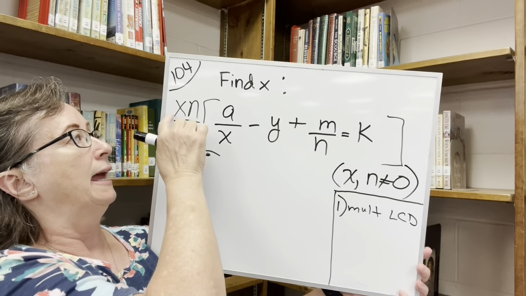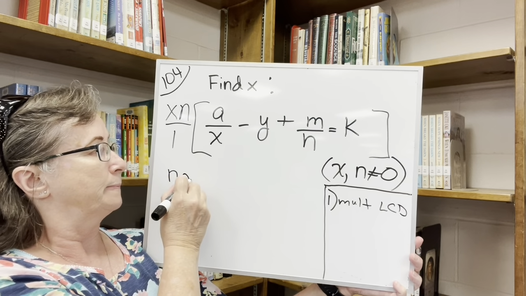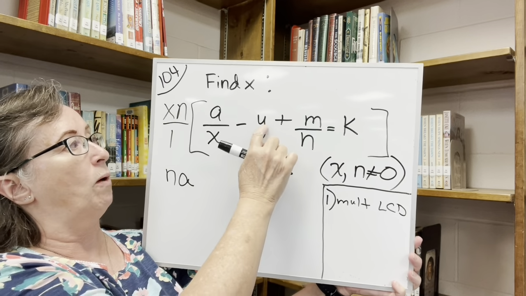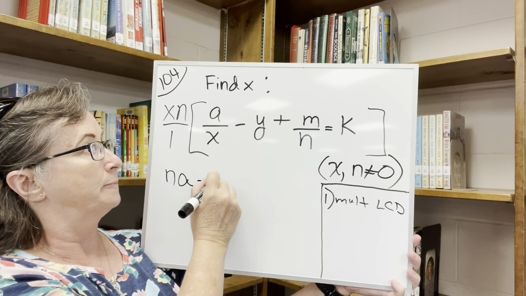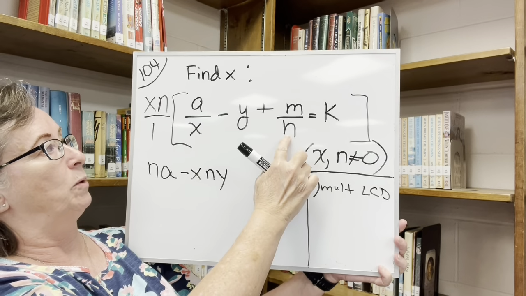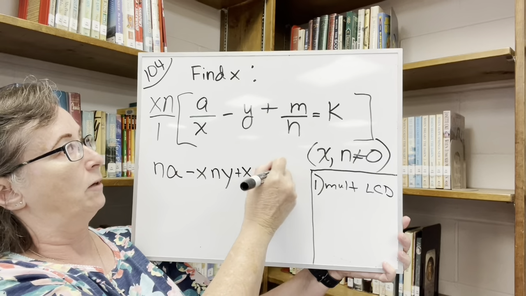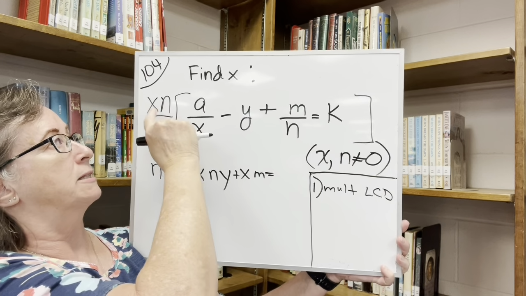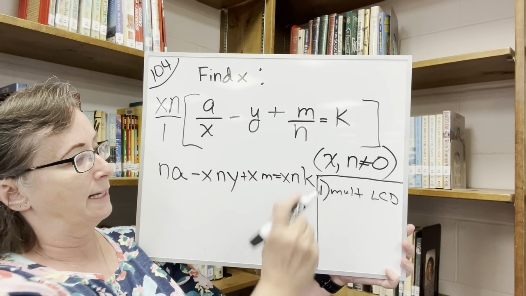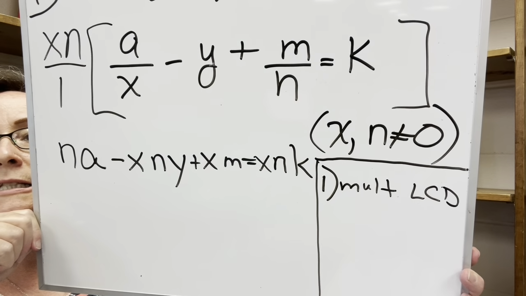So let's do that. x and x will cancel, so we'll be left with na. And there's nothing to cancel, so we're going to get an xny, but it's going to be negative. And then the n is going to cancel the n, and we'll have an xm equals, there's nothing under the k, so it's going to be an xnk. Okay, so we multiplied, we did step 1.